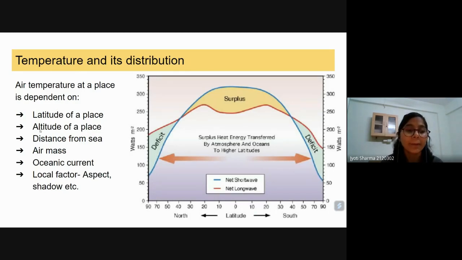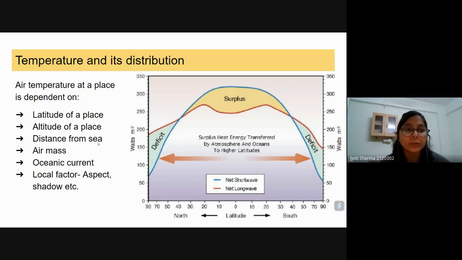Second, it also depends on the altitude of the place, because we know the lapse rate: with height, the temperature decreases. Then there is the distance from the sea, because the sea has a modulating effect. The sea tries to balance the temperature of the atmosphere.